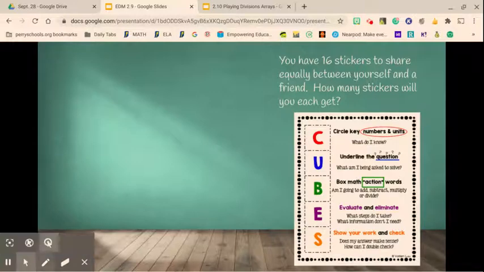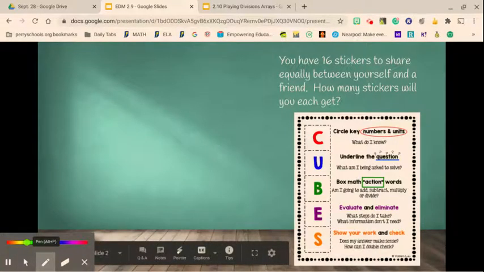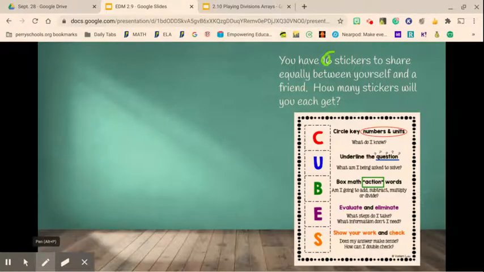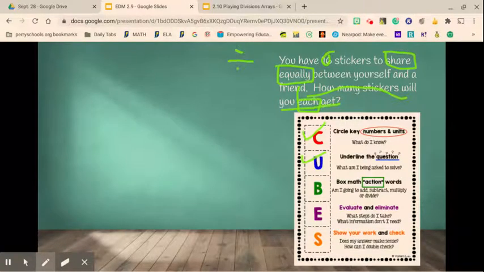So as I'm going through the steps, I'm going to circle my numbers, and I see the number 16, and that's all that I see. Then I'm going to underline the question. How many stickers will you each get? Box in the keywords. I see share equally, and I'm looking at how many will you each get. This share equally is a huge sign to tell me that I'm going to be dividing.